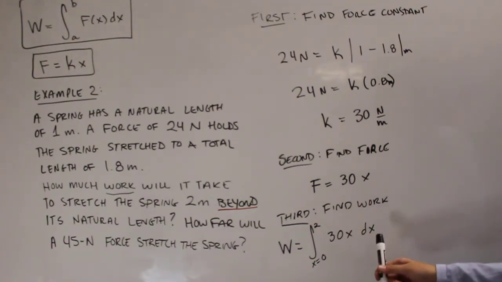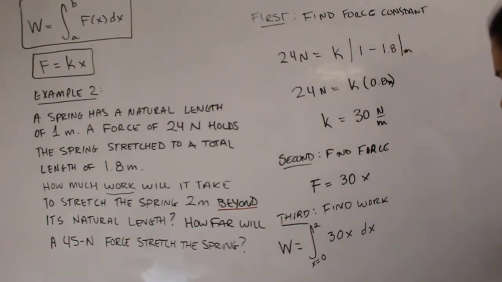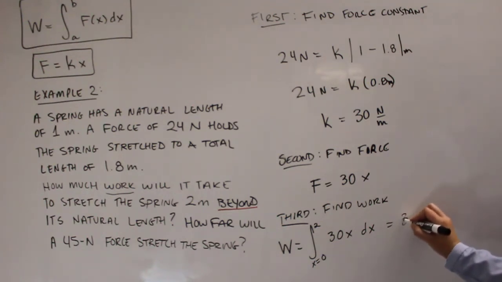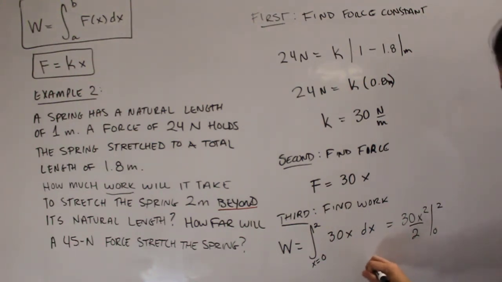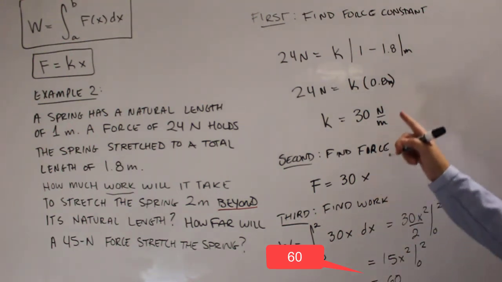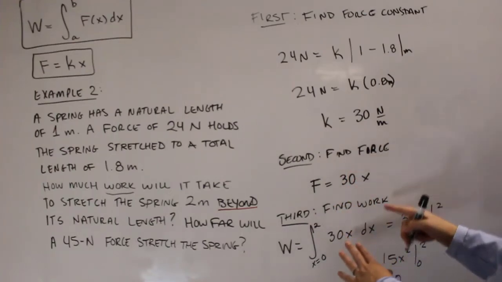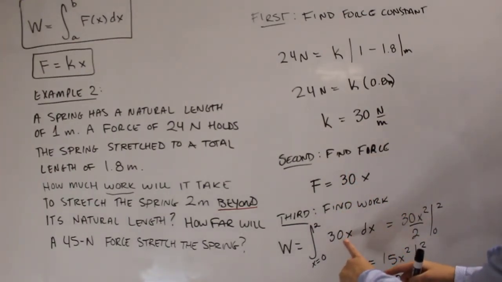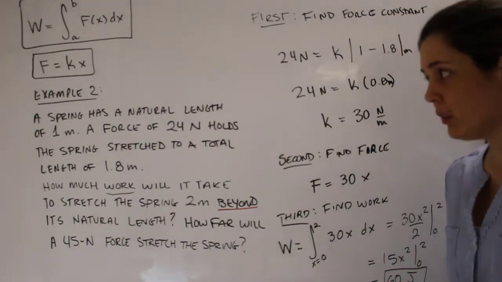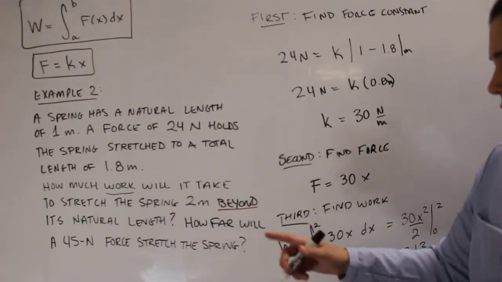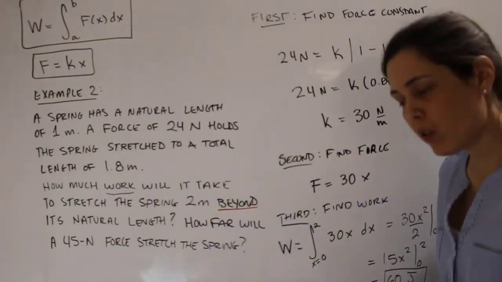Okay. And then this is super easy. Now that we have it set up, this integral is very easy for us to find. So let's go ahead and knock this out. This is 30x squared over 2, evaluated from 0 to 2, and 15x squared from 0 to 2, and we get that this is going to be 60. And then think about our units. We had newtons and meters. I didn't work it all out as far as leaving my units on here, but this is going to end up being joules. Okay, so it takes 60 joules of work to stretch this spring 2 meters beyond its natural length.